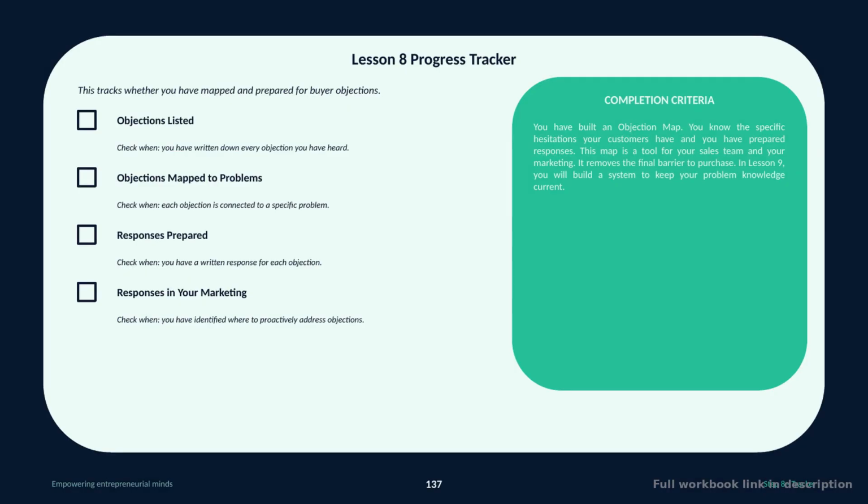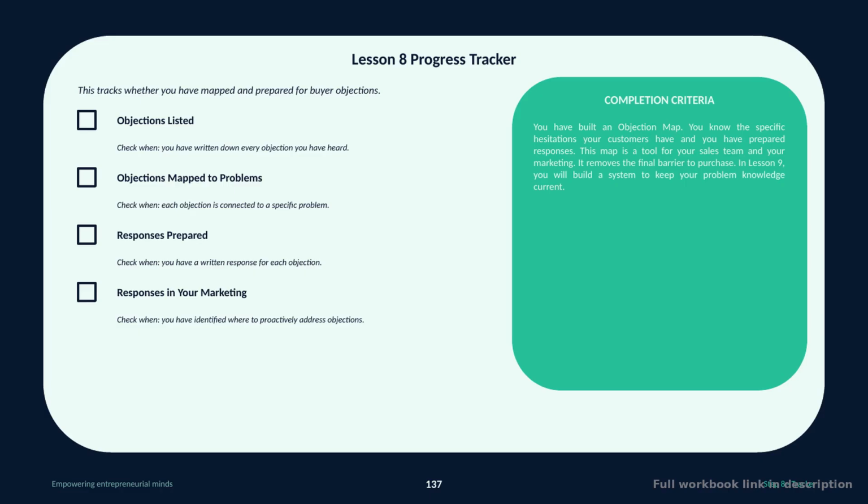Track your progress. Check objections listed when you have written down every objection you have heard. Check objections mapped to problems when each objection is connected to a specific problem. Check responses prepared when you have a written response for each objection. And check responses in your marketing when you have identified where to proactively address objections.